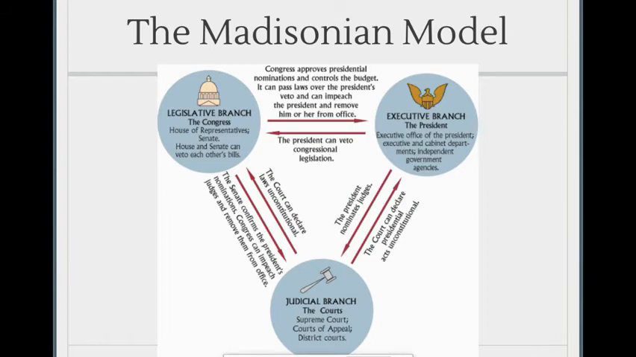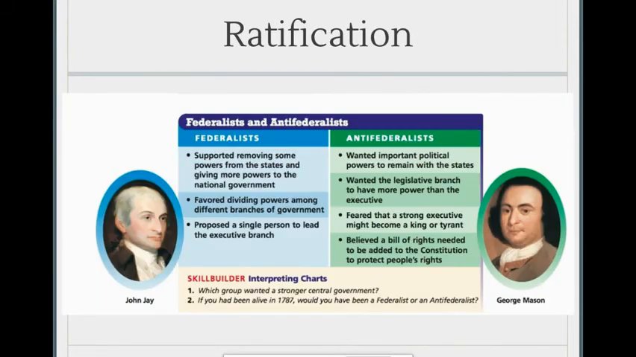We have the three branches, right, and all of the different ways that they check each other. Okay, so this is huge. This is really important, right? So Congress can pass a law. The president can veto that law. Congress can override the veto with a 2/3 majority, all right, but not all that common to do. The court can declare things unconstitutional, but the Senate does confirm the nominations to the court. So things like that, checks and balances.